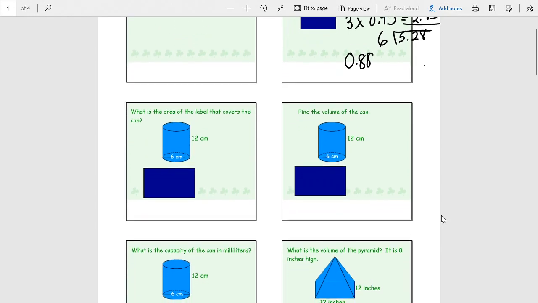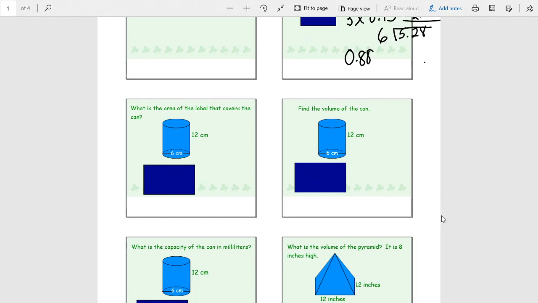So what is the area of the label that covers the can? So we are basically finding lateral surface area of this cylinder, which means that I don't want the bases, so I don't want to add the areas of the circle, but I want to do the perimeter of the base times the height, which means I am going to do the circumference of the circle, so 6 times pi times diameter, and then multiply by 12, which means that I can multiply the 6 and the 3.14 and 12 all together and get 226.08, and we are in centimeters squared since we're talking about area.